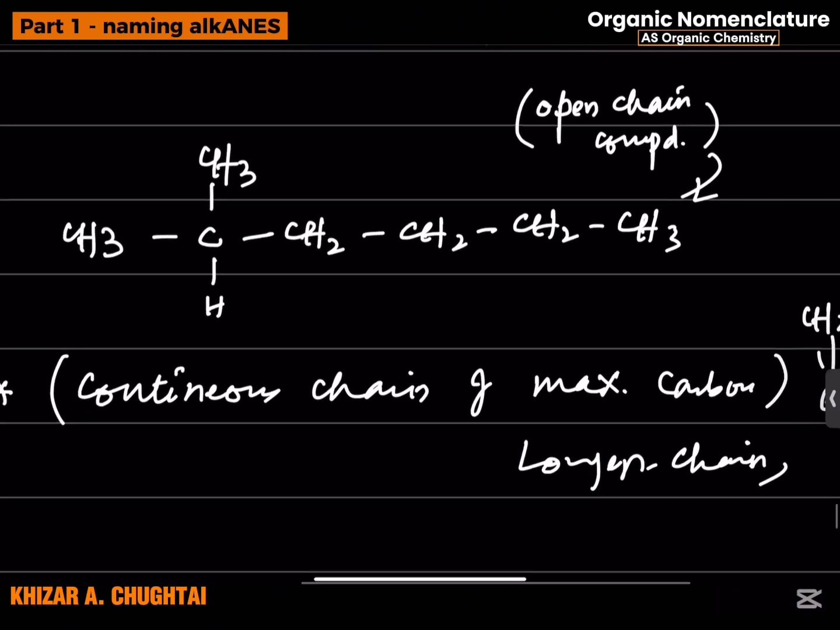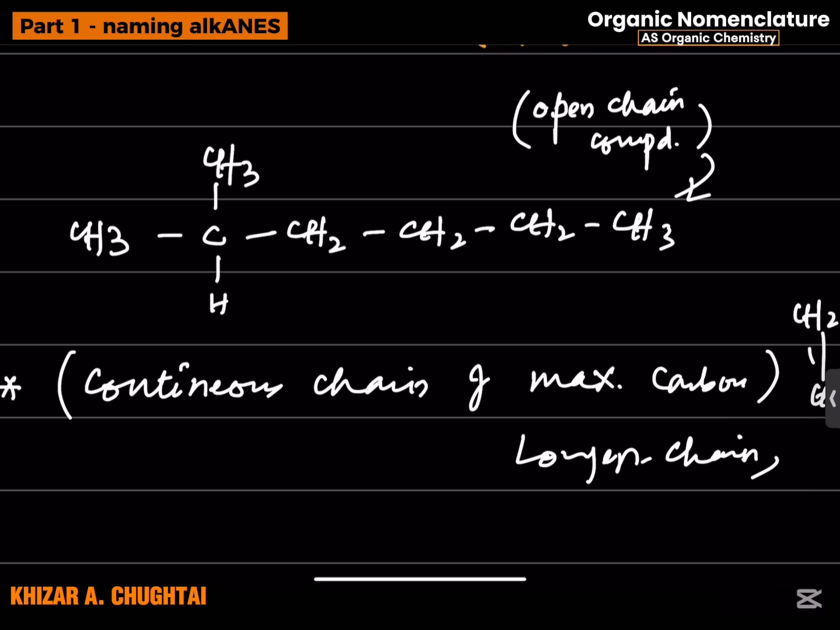How to check the longest chain? For example, I'm moving from this end to this end. The basic theme is carbon number 1, carbon number 2, carbon number 3. I'm moving from one terminal to the other terminal to check which chain is the longest chain.